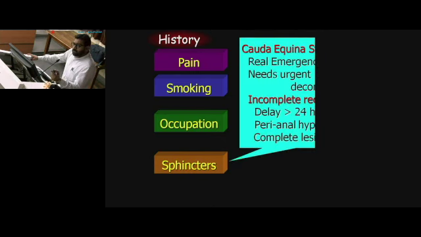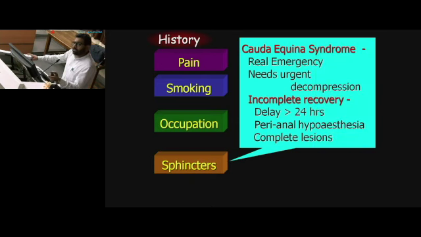Okay, as I told you, if the patient is going into cauda equina syndrome, it's a real emergency and the patient requires surgery, and it should be done within 24 hours so as to avoid the delayed complications. If it is done early, the patient might have full recovery of bowel and bladder. And if it is delayed, the patient won't have any recovery and he'll be dependent on catheters and CIC.